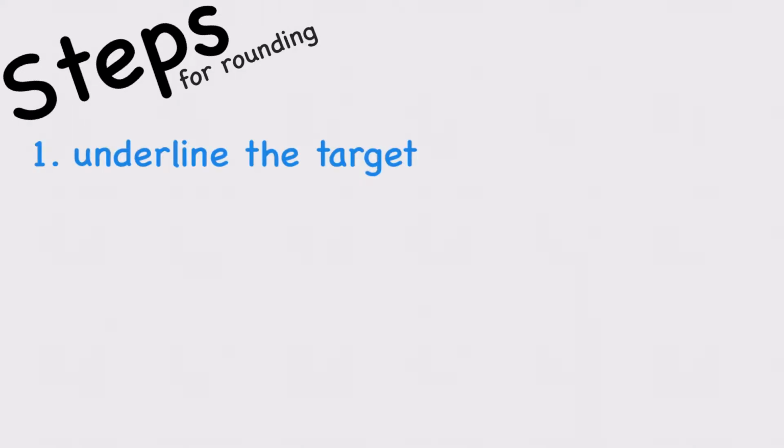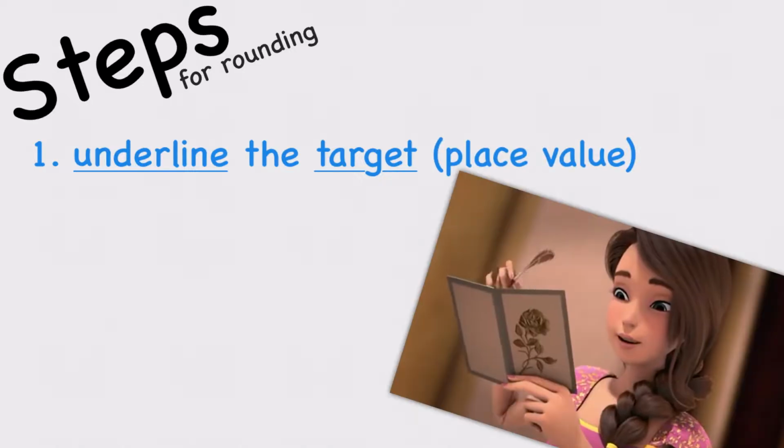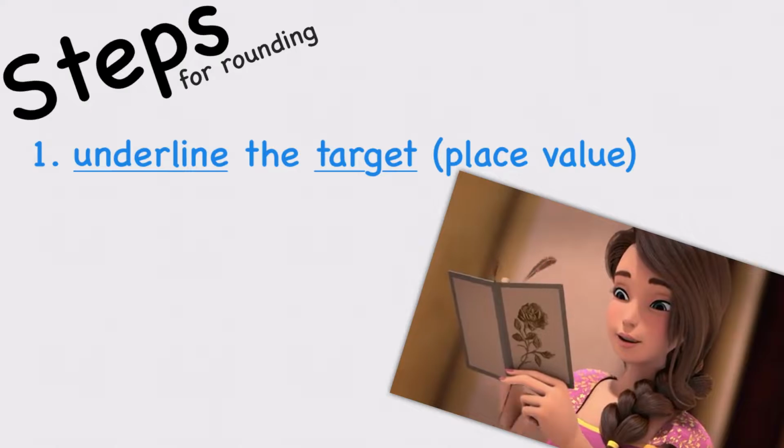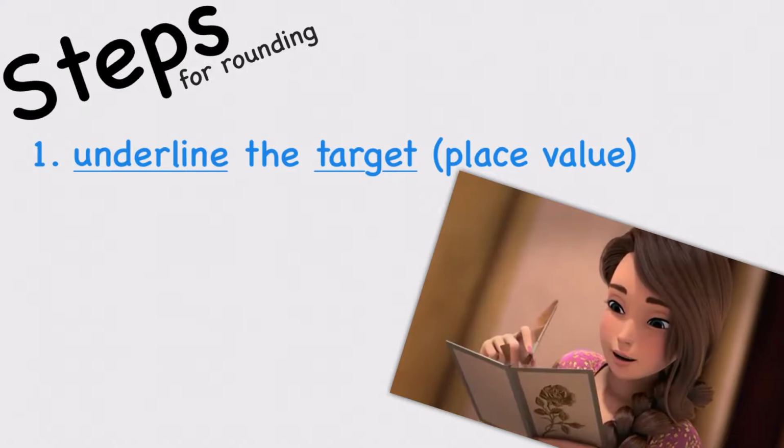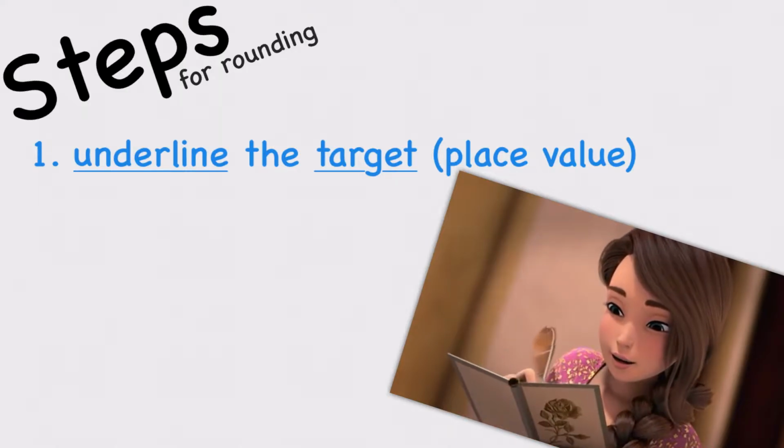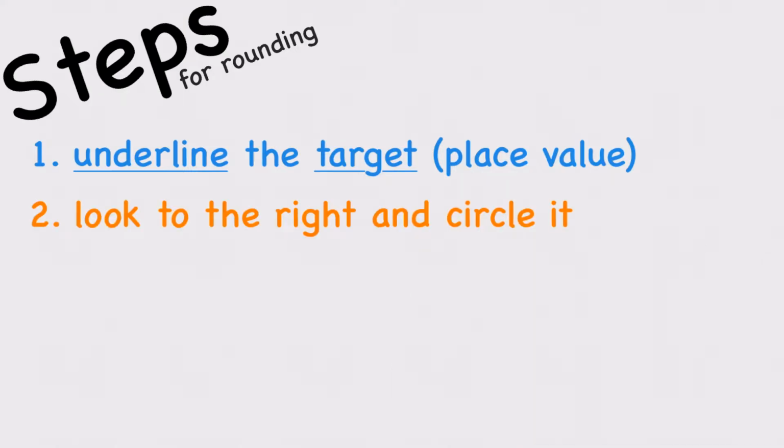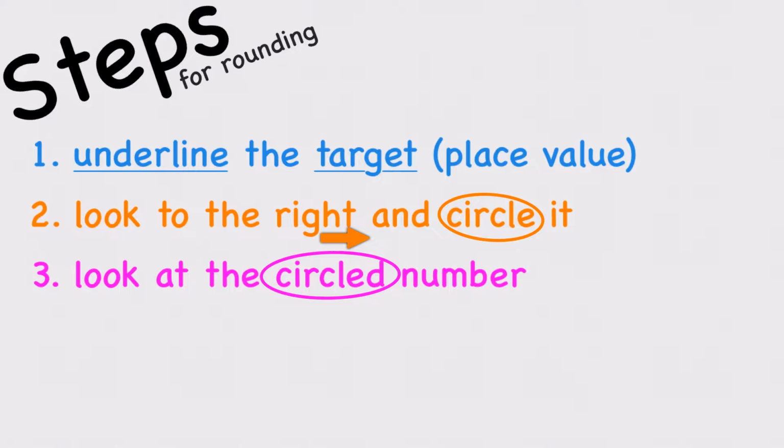Step 1 is going to be underline the target. And when we say target, we're talking about place value. And make sure you're writing all of these steps down. And I want you to underline where I underline, and later I'm going to circle stuff, so you're going to circle where I circle as well. Step 2, look to the right and circle it. Step 3, look at the circled number.